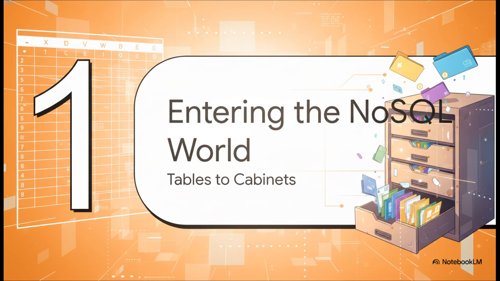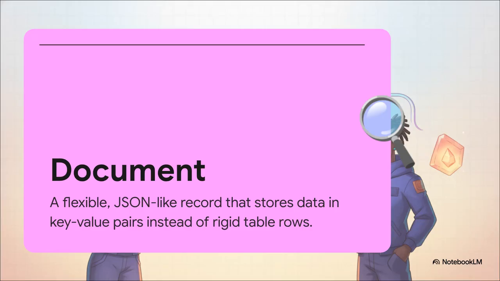All right, Section 1. Entering the NoSQL world, from rigid tables to flexible filing cabinets. So if traditional databases are like those rigid spreadsheets where every single row absolutely must have the exact same columns, I want you to imagine MongoDB as a highly organized digital filing cabinet. You can just toss all sorts of different folders in there, and the system easily accommodates them.